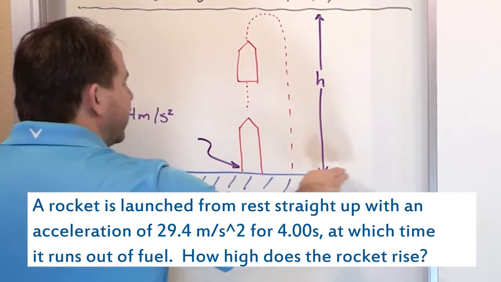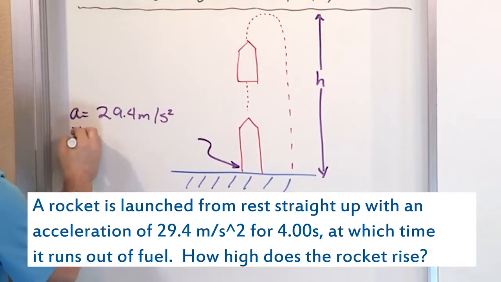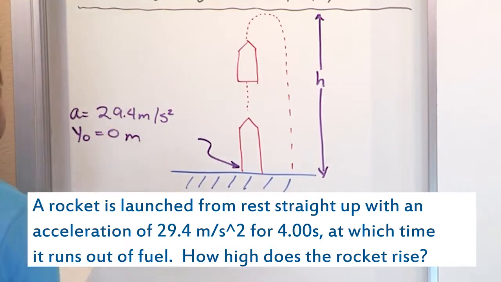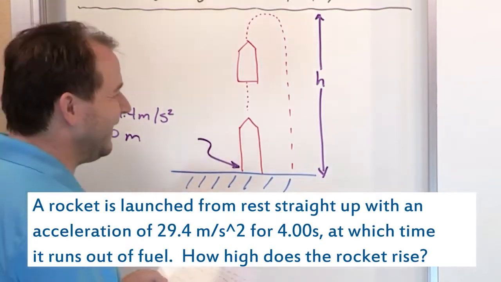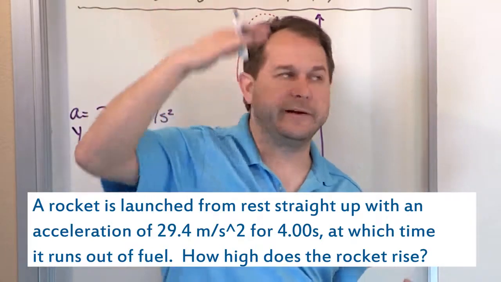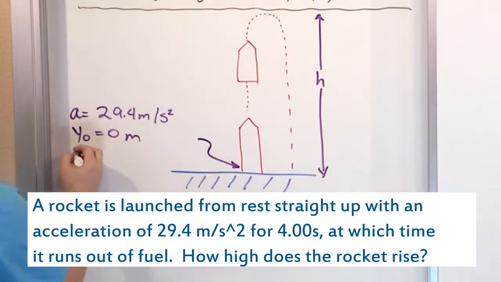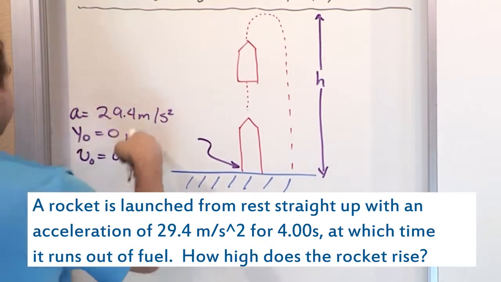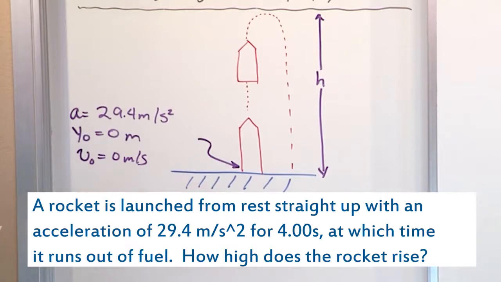We're going to take the launch pad, which is ground level, to be y naught. We're going to take that equal to 0 meters, right? And then initially, notice it says it is launched from rest. So the rocket is motionless, and then boom, it just lifts off the ground. So at that initial time when the rocket lifts off, the velocity is 0 meters per second. So this is all that we know about what happens there.